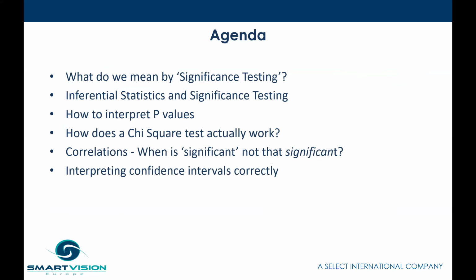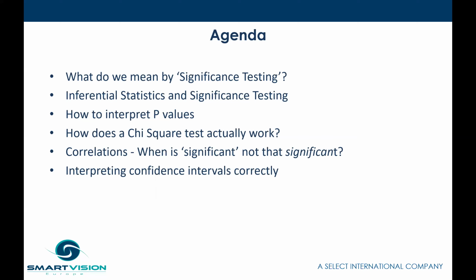So our agenda today is we need to start off and lance the boil, if you like, of the term significance testing, which is a term that is loathed by a lot of statisticians. And then we need to talk about inferential statistics and how that relates to significance testing. Then we need to talk about p-values, or probability values, which significance tests tend to produce.